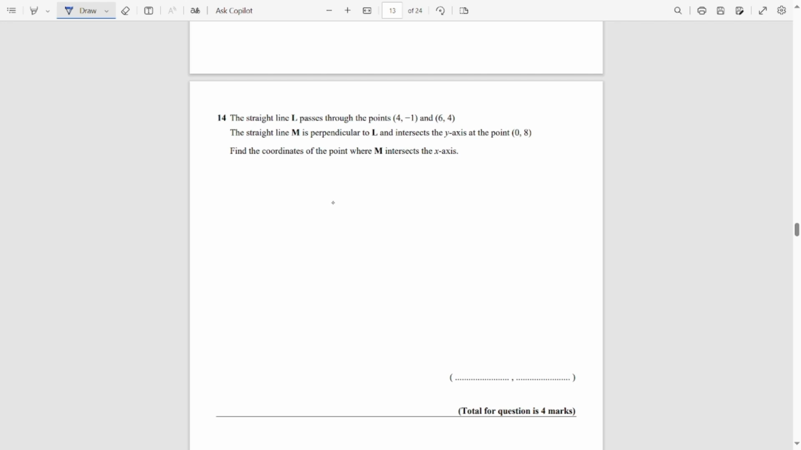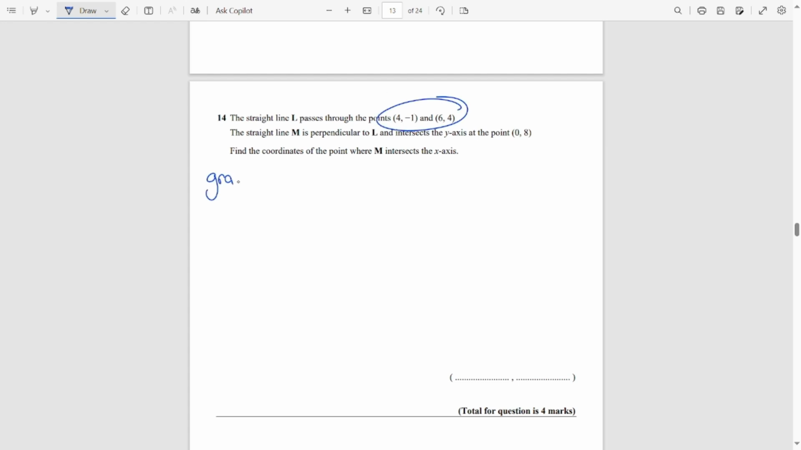So here we have a straight line passing through these 2 points, and we're told that M is perpendicular to the line and intersects the y-axis at the point (0, 8), and they want the coordinates of the point where M intersects the x-axis. So in order to work this out, we're going to have to work out the gradient of M and potentially the equation of that line as well. I can't get the gradient of M directly, but I can use the fact that it's perpendicular to the line L. And then I can get the gradient of L first because we have these 2 points here.